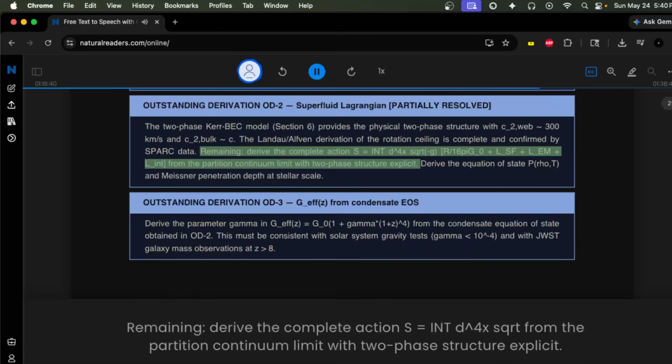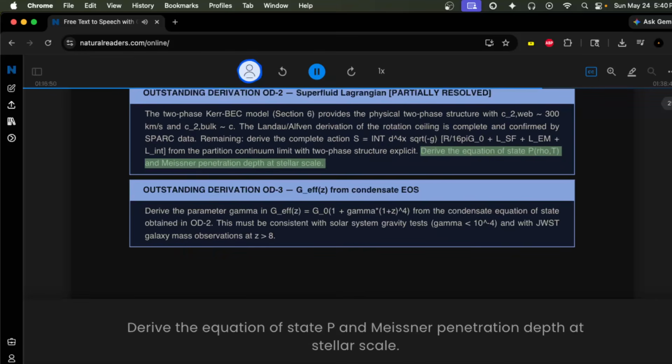Remaining. Derive the complete action S equals the integral d^4x sqrt from the partition continuum limit with two-phase structure explicit. Derive the equation of state P and Meissner penetration depth at stellar scale.